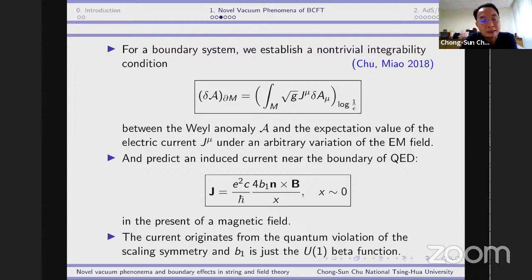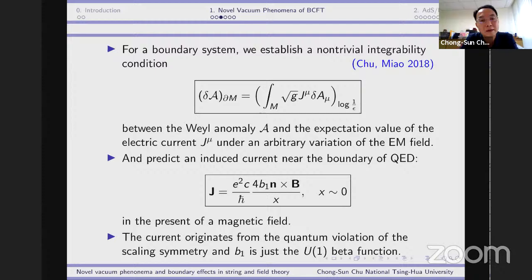So the variation of the anomaly with respect to, for example, a U(1) gauge field is given by the integral on the right hand side, and that is supposed to be exact. It is by no means clear that this integral on the right hand side has to be exact. But if you do the integral and extract the UV divergent term from it, then that term is exact. This is the content of this relation. We call this the integrability condition. By using this integrability condition, we can relate the near-boundary behavior of the electric current to the behavior of the Weyl anomaly.